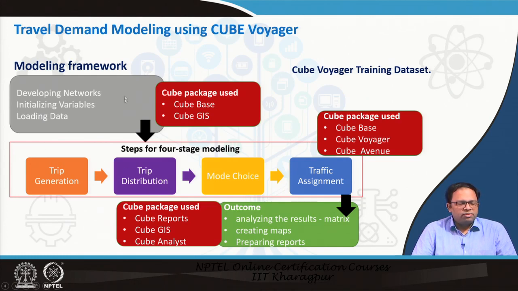In the first steps we use CUBE Base and CUBE GIS, and then the 4-step model is actually done with CUBE Base, CUBE Voyager as well as CUBE Avenue. All the different components are used, and then finally after traffic assignment is done, we can generate reports and analyze the different metrics that are created. Here we would use CUBE Reports, CUBE GIS, and also CUBE Analyst. This is how we can use the different components of CUBE, but primarily we can use CUBE Voyager to complete the travel demand modeling process.